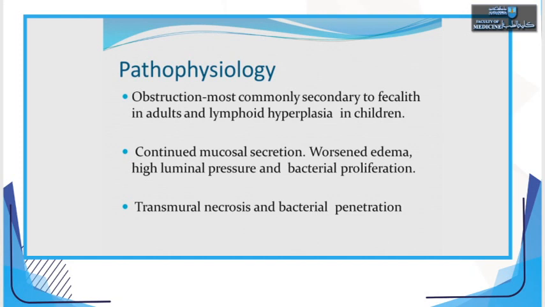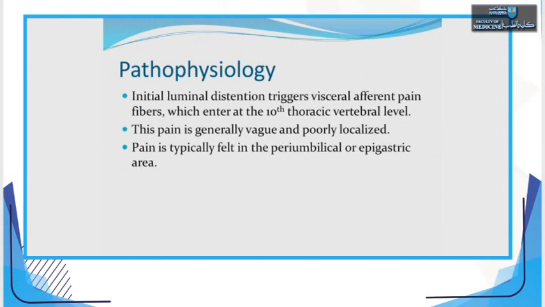Now, after obstruction, there is continued mucosal secretion. This worsens the edema, high luminal pressure, and bacterial proliferation. Transmural necrosis and bacterial penetration then occur. Initial luminal distension triggers visceral afferent pain fibers, which enter at the 10th thoracic vertebral level. This pain is generally vague and poorly localized. Pain is typically felt in the periumbilical or epigastric area.